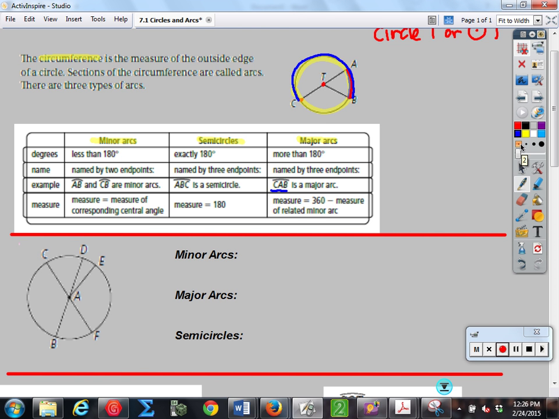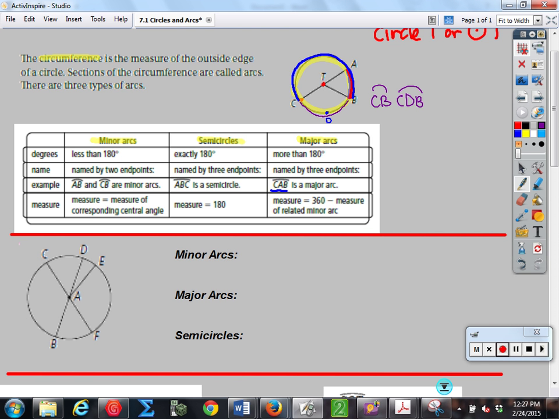And I could name a minor arc by more than 2 points. If I wanted to say that this was point D, I could call this arc right here that goes from C to B, arc CB, with an arc over it. Or, you know, there's nothing wrong with naming it CDB. You could name it with more than two, but for sure, if it has 2, you know it's less than half.